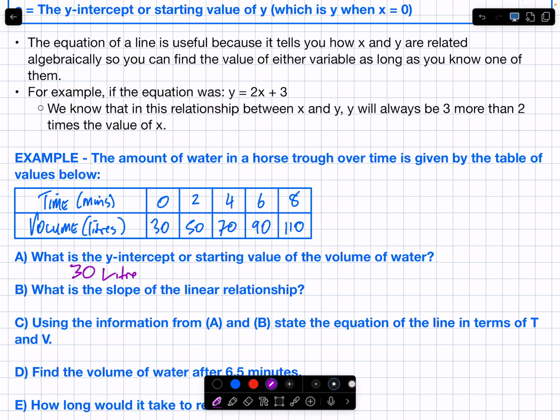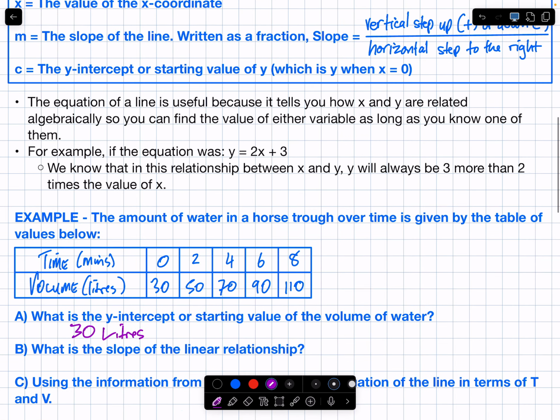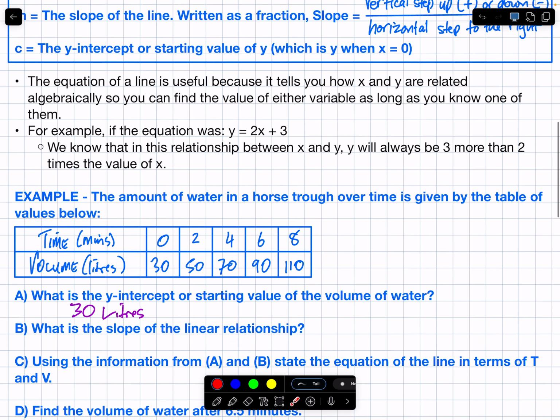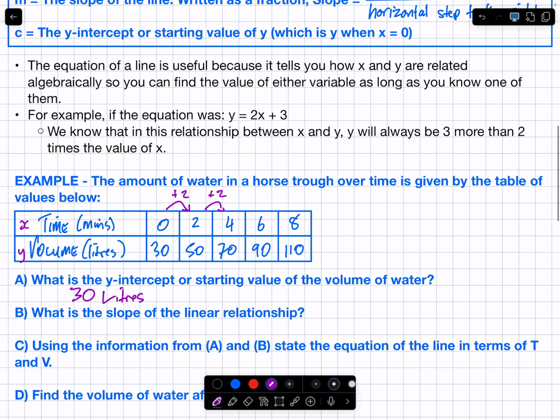Litres. What is the slope? This is where you need to think. What is the slope of the linear relationship? Well, here, the slope is the vertical step up or down over the horizontal step to the right. So, x is your time, y is your volume. How much is x going up by each step? 2. So it's going up plus 2, plus 2. What is the volume going up by each time? Plus 20. Plus 20.